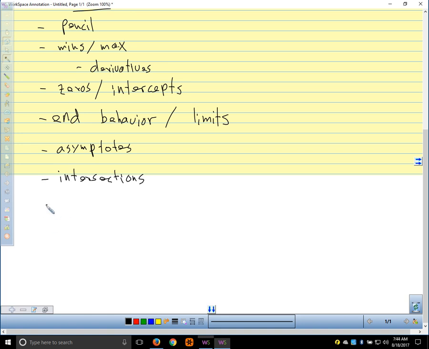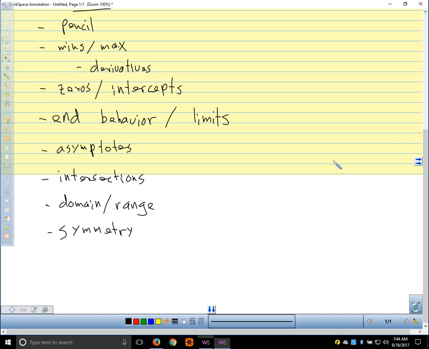Domain and range. So kind of non-calculus based. What's the domain of the function? What's the range of the function? Are there some limitations there? Sometimes it's difficult, but sometimes we can see symmetry. We can take advantage of symmetry. We can see if a function's even, odd, that kind of thing.